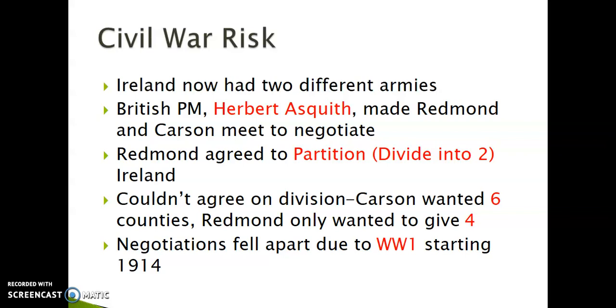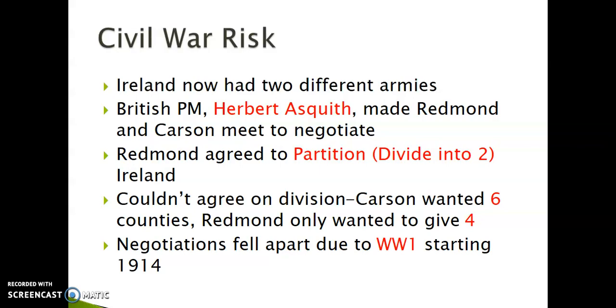Asquith had persuaded Redmond and Carson to talk. He also persuaded Redmond to agree to partition. Partition was dividing the country into two parts. However, Carson and Redmond could not agree on how many counties would be ruled by the Unionists in Ulster. Carson wanted 6 of the counties, whereas Redmond would only agree to 4 counties. And those 4 counties were the counties with a Unionist majority, and they were Derry, Antrim, Armagh, and Down.